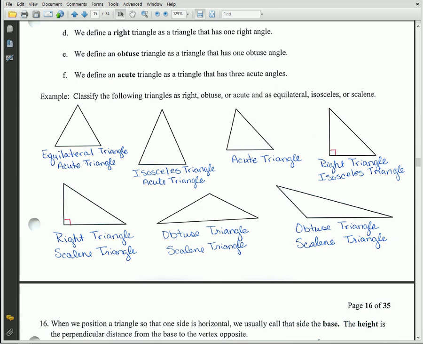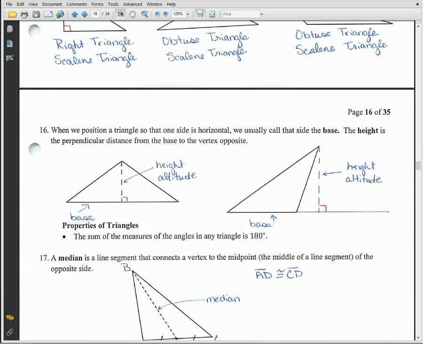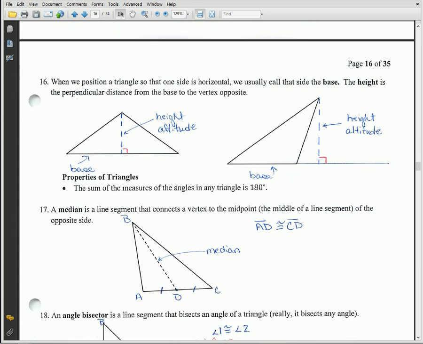The second row, the first one, is a right triangle, and it's a scalene triangle because none of the sides are the same length. The next is an obtuse triangle and a scalene triangle. And the last is an obtuse triangle and a scalene triangle. And so those are the 7 triangles that we have talked about.